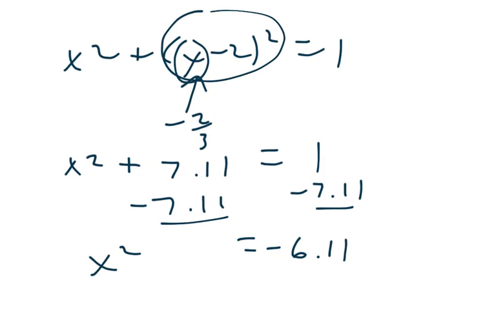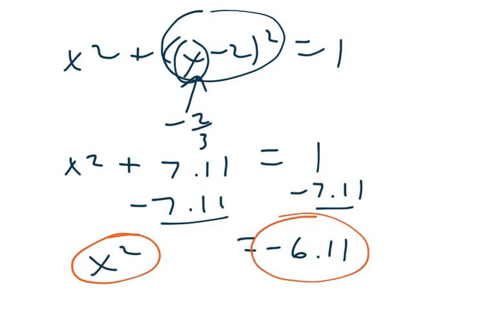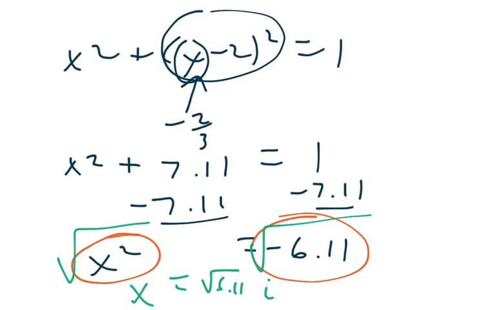Do you see the problem here, guys? If x squared equals a negative, then we don't have a real answer, right? Because if I try to do the square root of both sides, I'm doing the square root of a negative. We would call that an i number, right? So we actually have square root of 6.11i. It's not a real number, right?